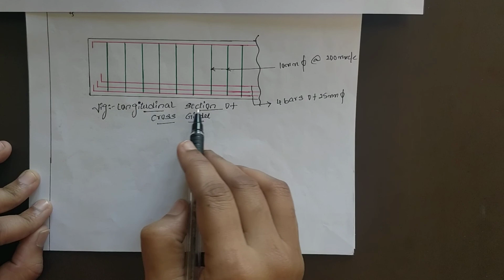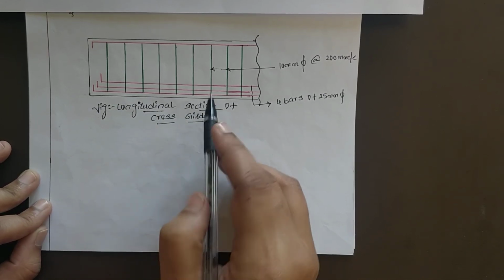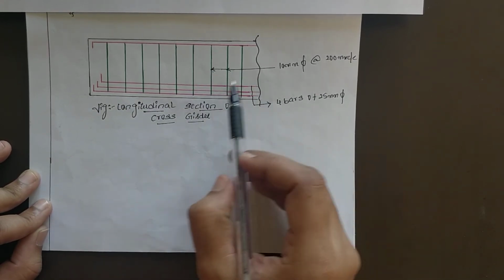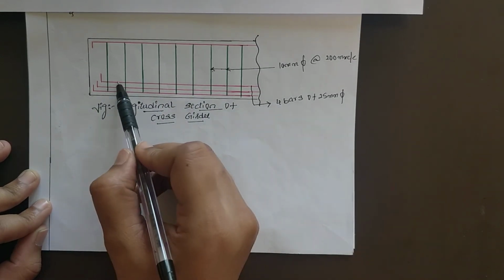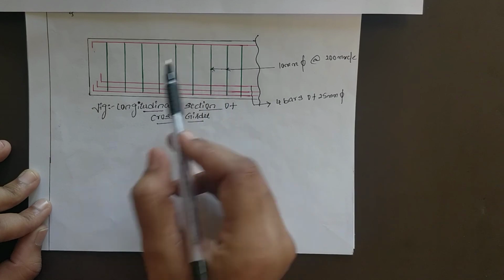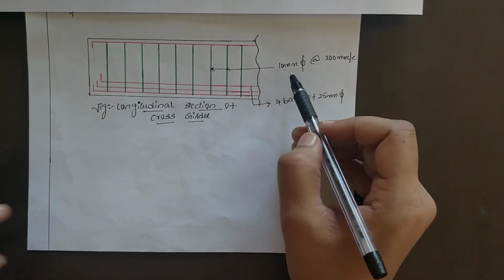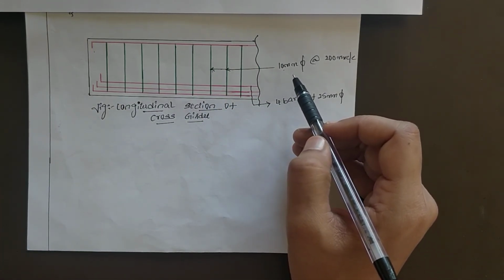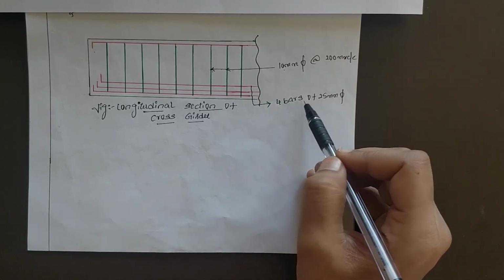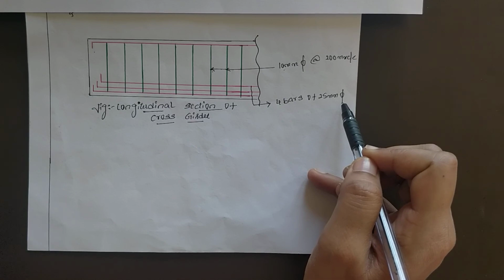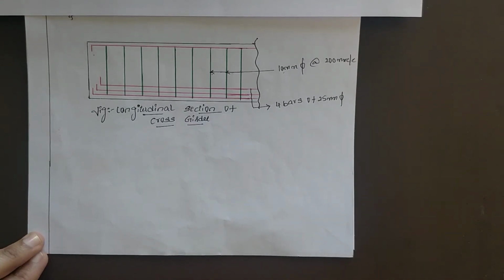This is the longitudinal section of this cross girder. These are all the vertical stirrups. You are going to provide 4 bars of 25 mm, at the bottom 3 and at the top 1. These are all the vertical stirrups, with dia you assumed as 10 mm dia at 200 mm center to center, and the main bar is 4 bars of 25 mm dia. Thank you.